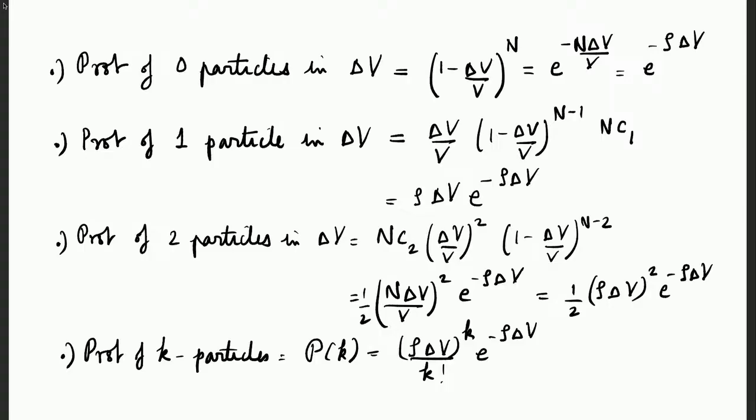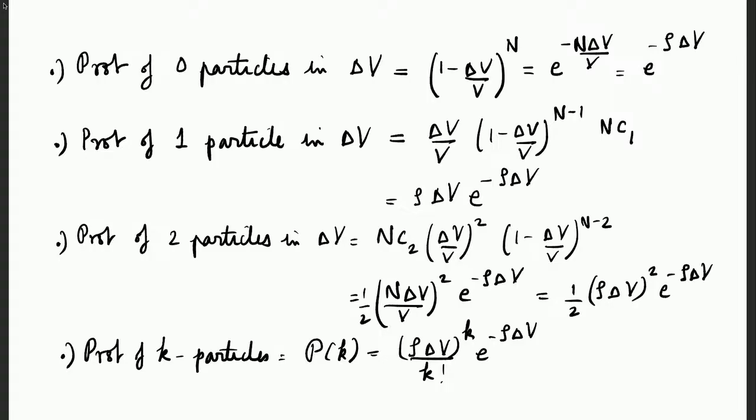Now, the probability of exactly one particle in delta V is: I pick a particle, it is in delta V with probability delta V by V, and the others are not in delta V with probability (1 minus delta V by V) to the power n minus 1. But then I have a factor NC1, because I can choose which particle I want to be in delta V, one particle out of n, in n ways.